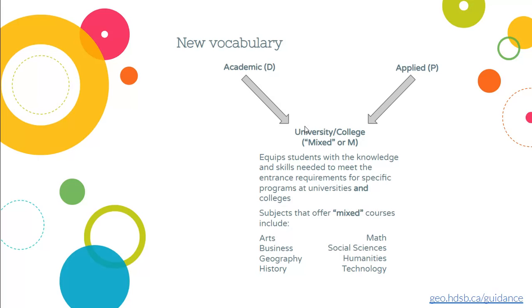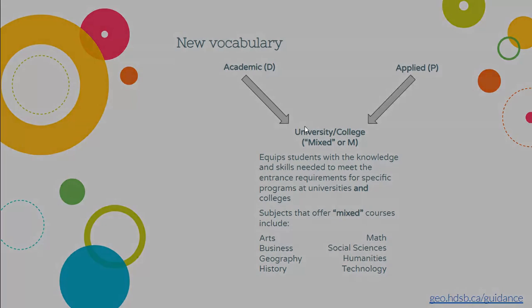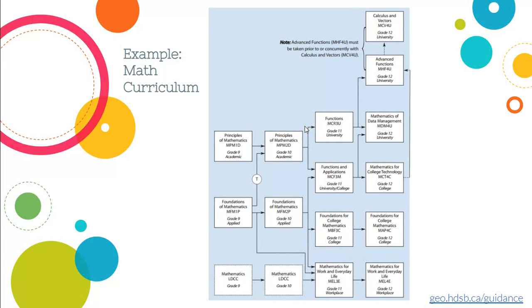So any student from academic grade 10 and applied grade 10 would be able to take a university/college, otherwise known as mixed level, course in their grade 11 year. So for example, you can see the math pathway here. If I look at grade 9 applied math, most students would go into grade 10 applied math. But once you hit grade 10 applied math, there is the option to actually go to the university/college grade 11 mixed math, which is called the functions and applications course.